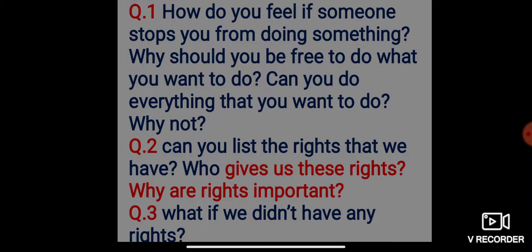But if we didn't have any rights, it would be like living in a cage. As you can see, a parrot, a bird, a rabbit, or any animal is kept in a cage. Our life would be similar to that. We would be controlled by others and not be able to do what we wanted to do. The animals kept in a cage cannot do anything they like because they are stuck in the cage. Similarly, if we don't have any of the rights, our life will be like living in a cage.